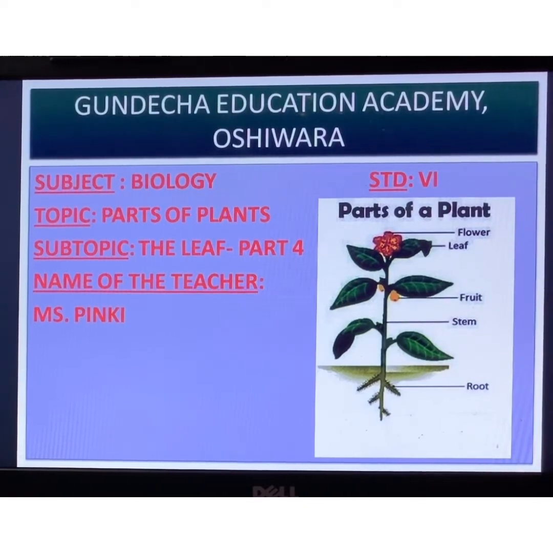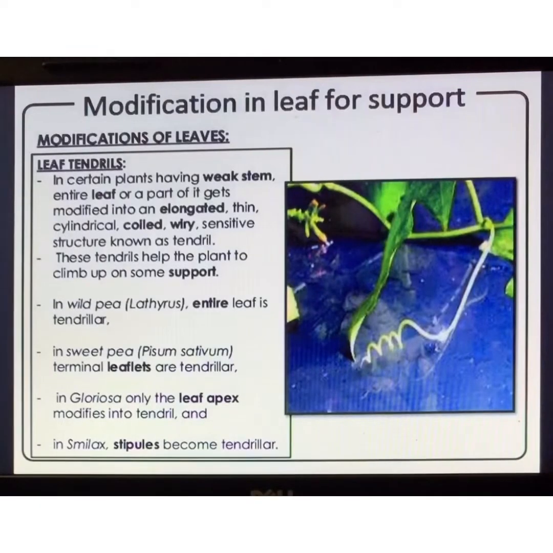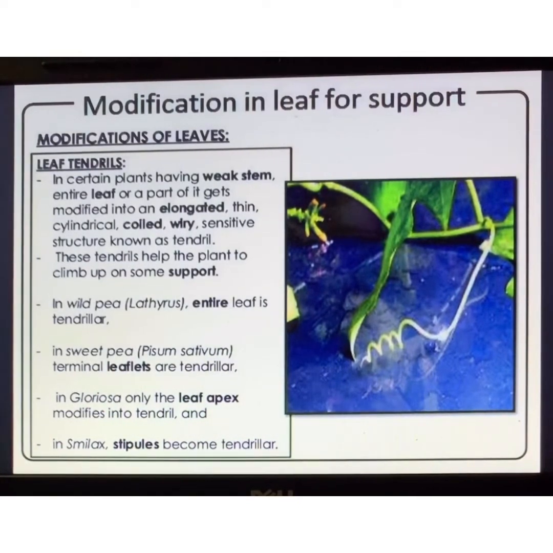So let's start with our biology chapter today. What are we doing? Parts of plants, correct? And now we are almost at the end of this leaf part. There's only one more aspect of leaf to be studied. Then we move on to flowers, right? Now, the second modification that you will study is for support.